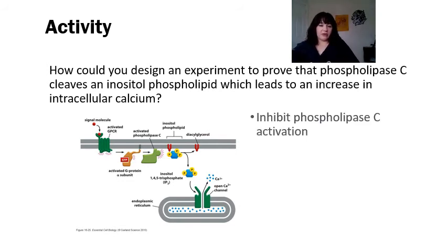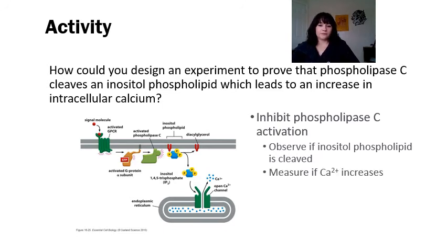So the first step that you could take is you could use a drug to inactivate phospholipase C. You could inactivate it, and then look at levels of calcium in the cell, as well as levels of this inositol phospholipid, whether or not it's getting cleaved. If phospholipase C is important, when you inactivate it, no matter how many signaling molecules you release into that dish, the calcium levels will not rise, and the IP3 will not be broken apart. If phospholipase C is not involved, you would add this signal and you would see a rise in calcium.